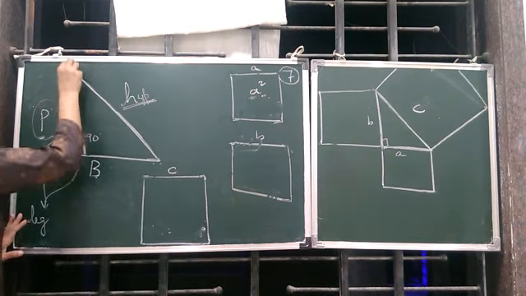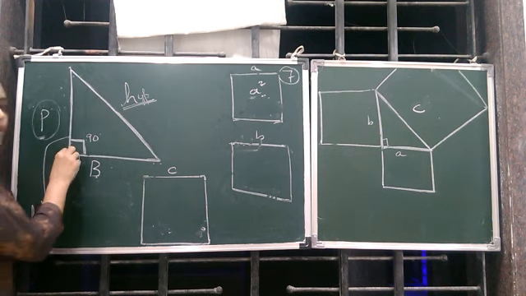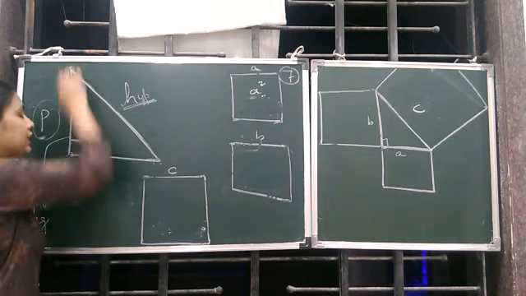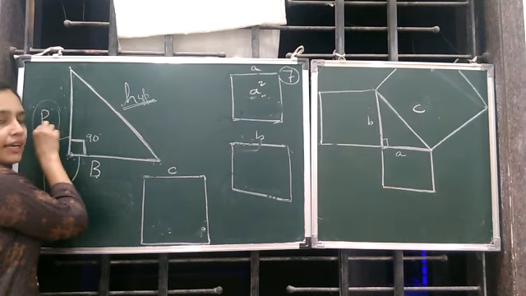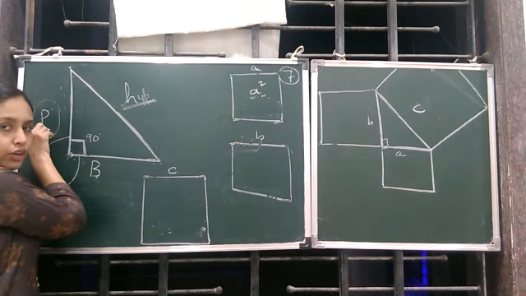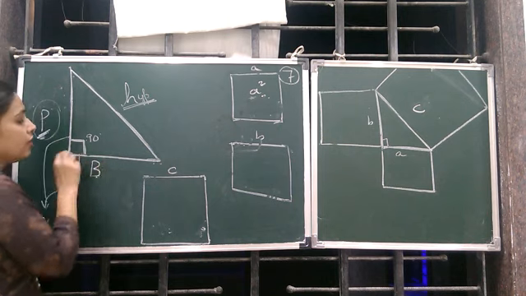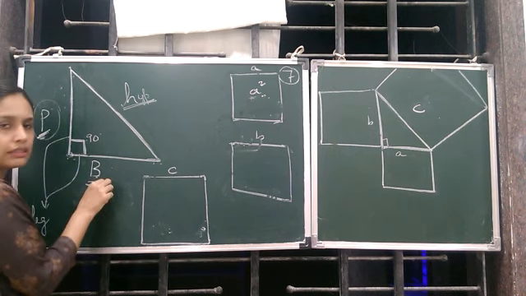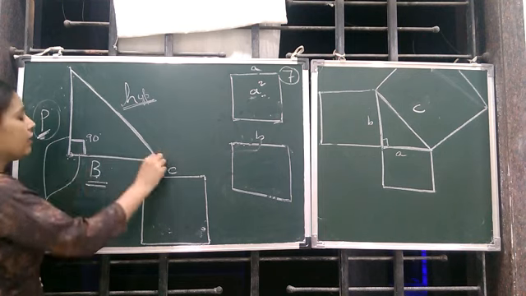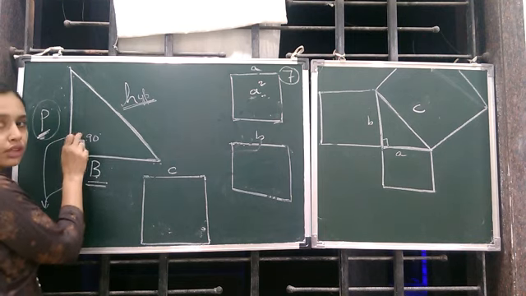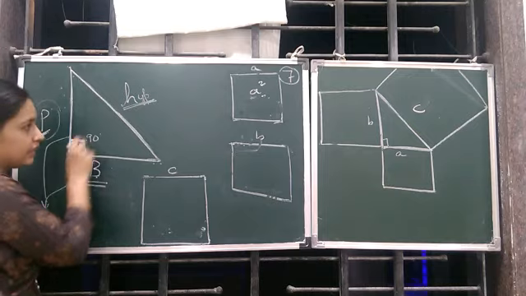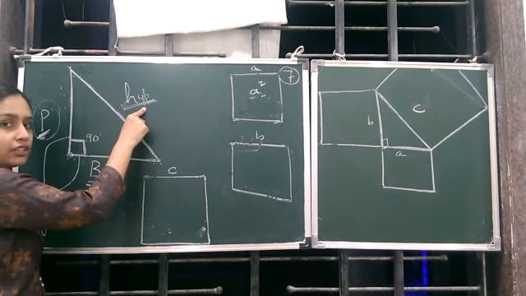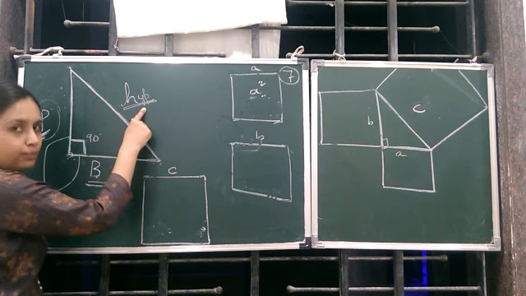So children, this is a standing line, you can say vertical side. The one arm of this triangle is vertical. So that vertical side is known as the perpendicular. What is it known as? Perpendicular. The bottom arm you can say is known as the base, and the third side, which is opposite to the 90-degree angle, the right angle, is always known as the hypotenuse. What is it known as? It is known as a hypotenuse.